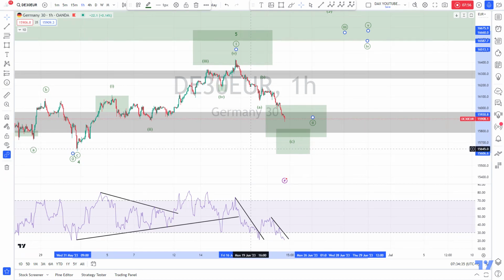We can go as low as this. Here this will not be possible as a wave 2, because then we break this low. So that's not possible. We cannot break this low. So somewhere in this area, buyers should step in again. So now let's zoom in to the 15-minute.